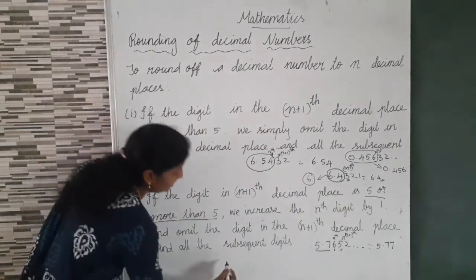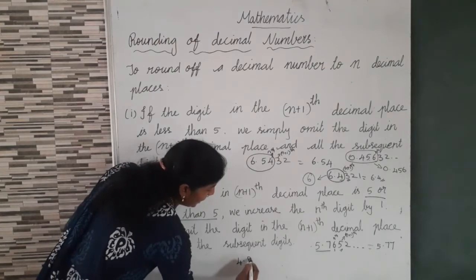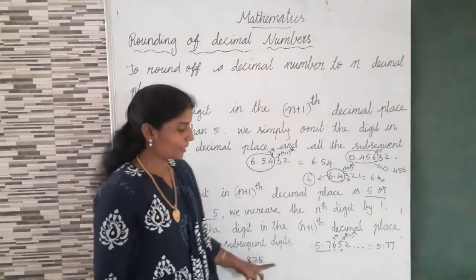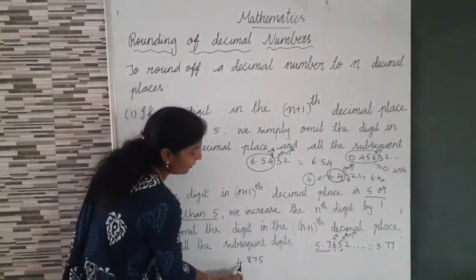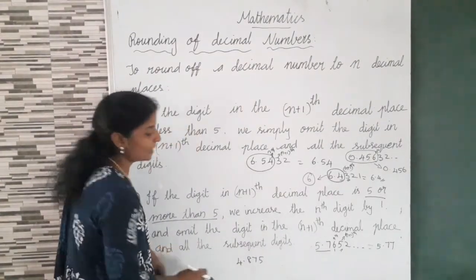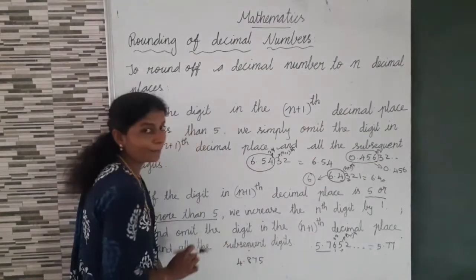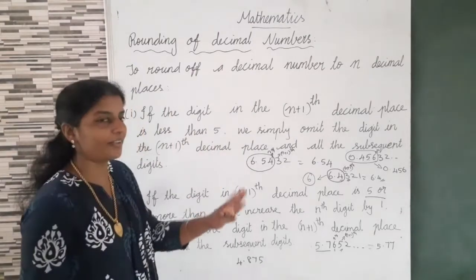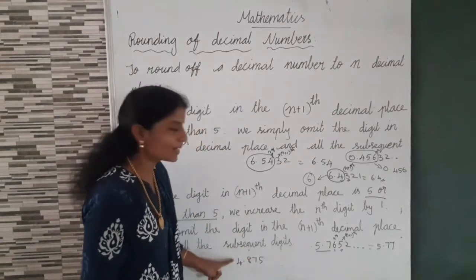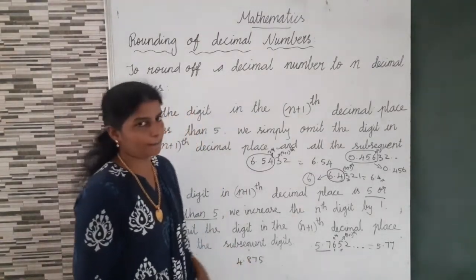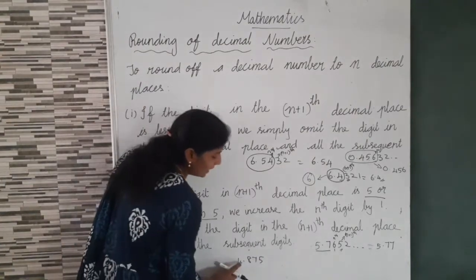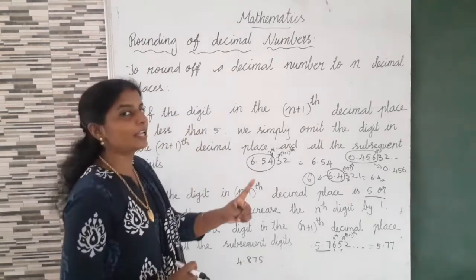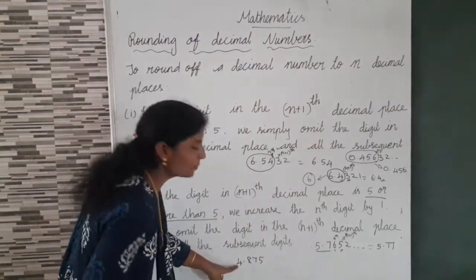One more example. 4.875. Now listen, significant digits. Here, how many significant digits are there? 1, 2, 3, 4. 4 significant digits, 4 significant figures. We need only 1 significant figure. Only 1 means this is 4.